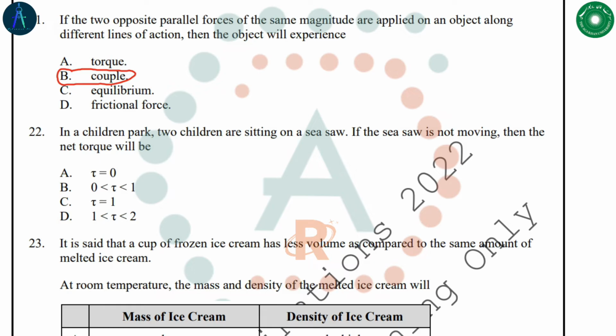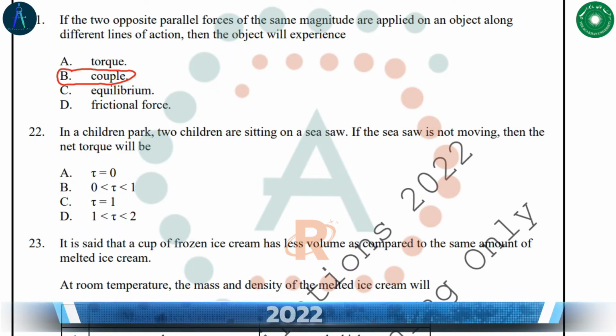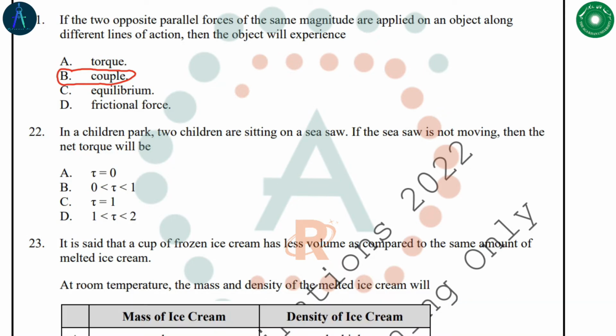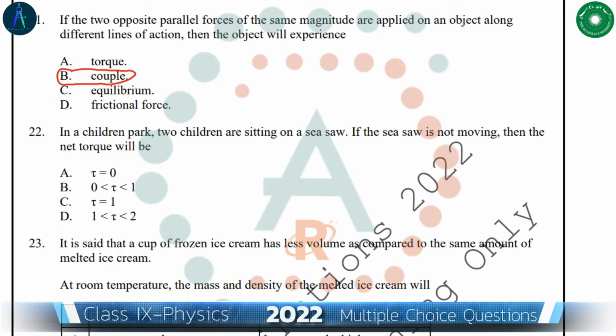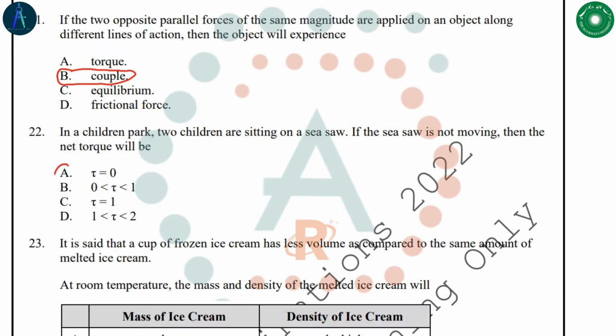Then question number 22. In the children's park, two children are sitting on a seesaw. If the seesaw is not moving, this means that the seesaw is balanced. Then the net torque acting on it will be 0. We know the second condition for equilibrium, or the principle of moments: if a body is balanced, this means that the net force and the net torque acting on that balanced body is always 0. Option A is the right answer.